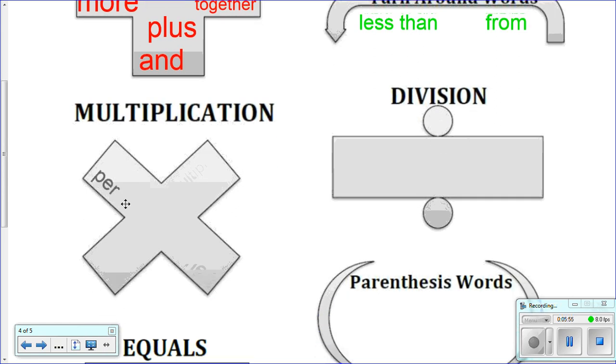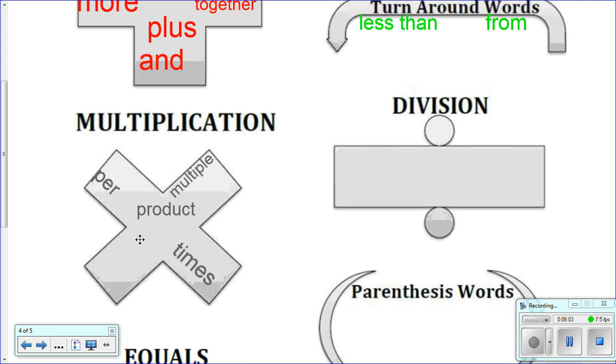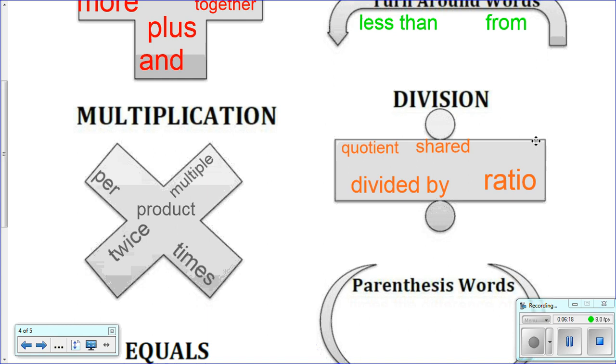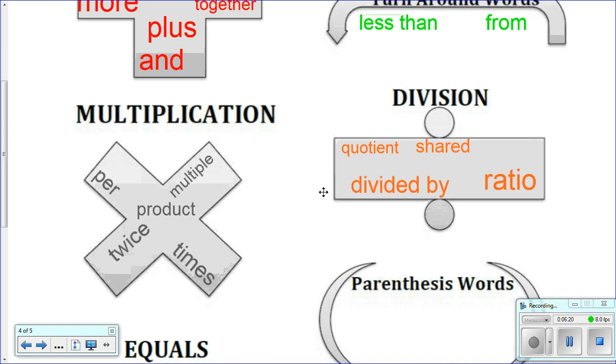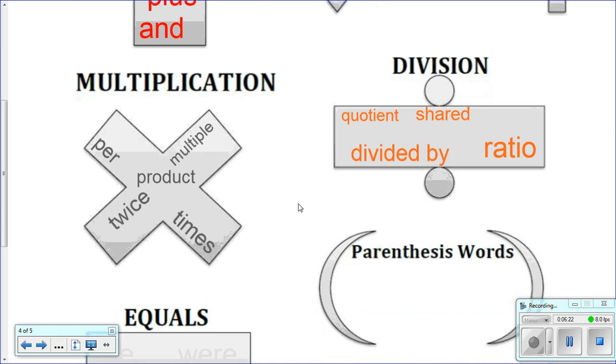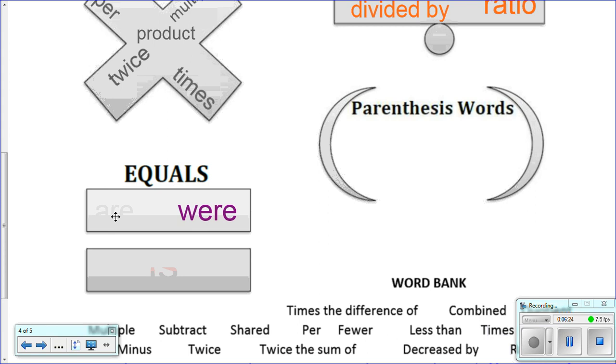Multiplication could be per, product, multiply. Is that really it? That's it. Times, there we go. Twice. Those all mean multiply. Twice means multiply by 2. Division words, quotient, divide by, shared, ratio. There, now it fits on there. Those are all division words. Equals, were, are, is, basically all the tenses of is.